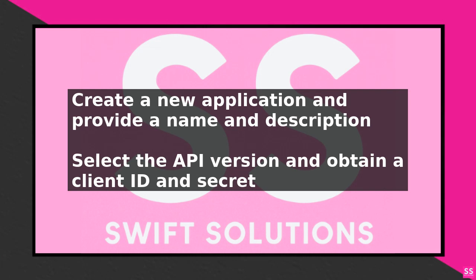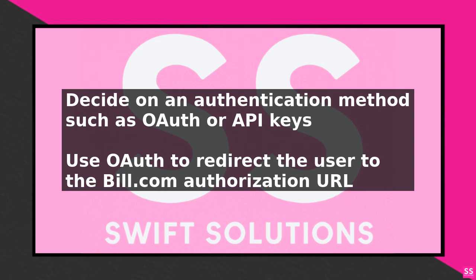Next, you need to decide on an authentication method. The Bill.com API supports two authentication methods: OAuth 2.0 and API keys. OAuth 2.0 is the recommended method, as it provides more security and flexibility. To use OAuth 2.0, you need to redirect the user to the Bill.com authorization URL, where they will be prompted to grant access to your application.